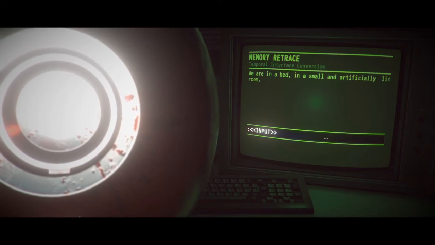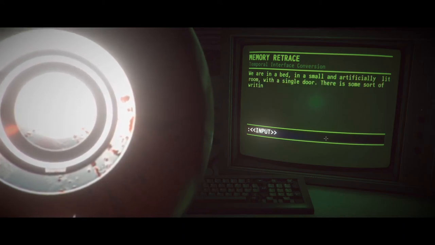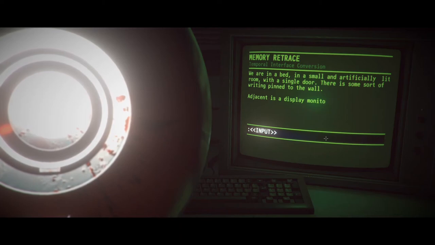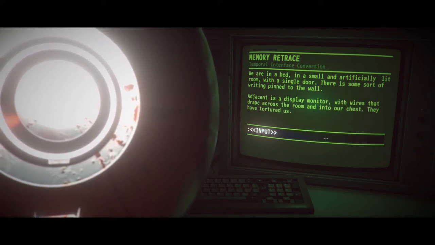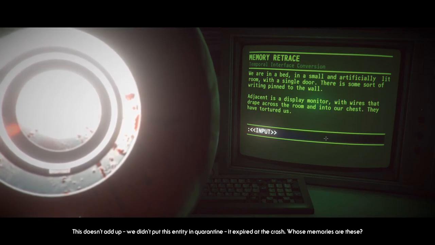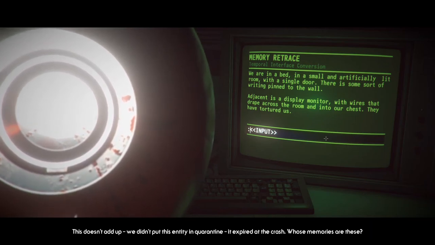We are in a bed, in a small and artificially lit room, with a single door. There is some sort of writing pinned to the wall. Adjacent, it is a display monitor with wires that drape across the room and into our chest. They have tortured us.